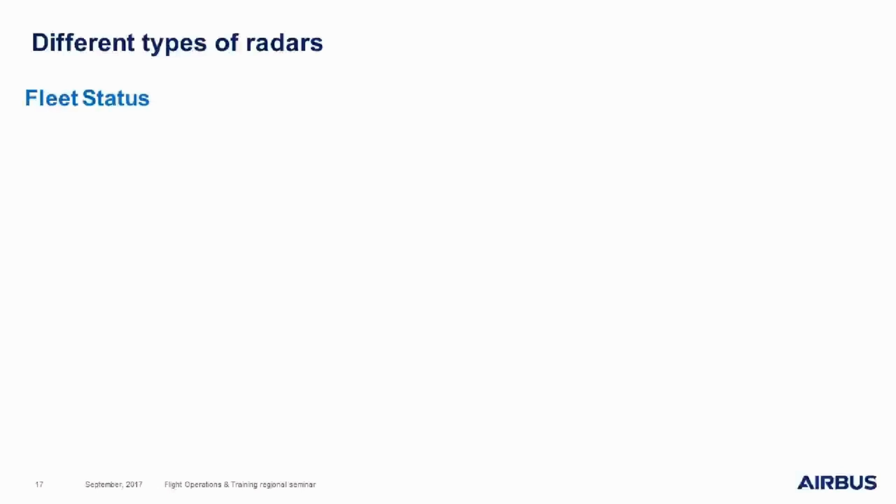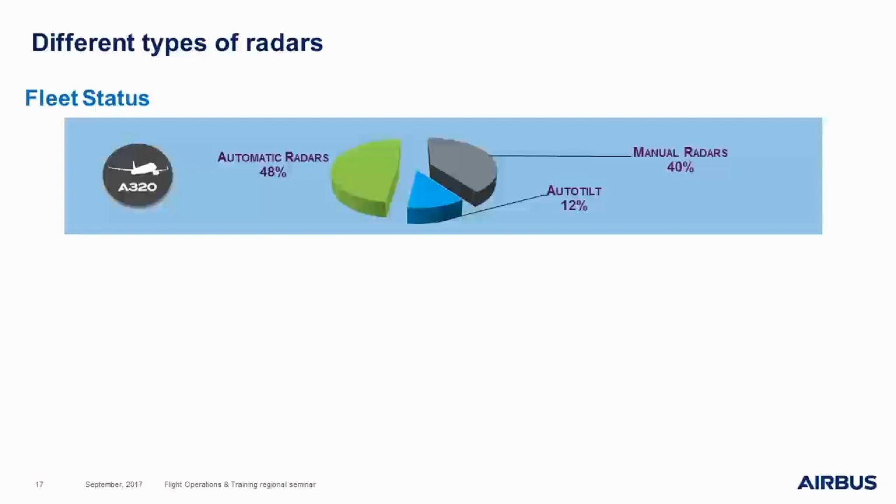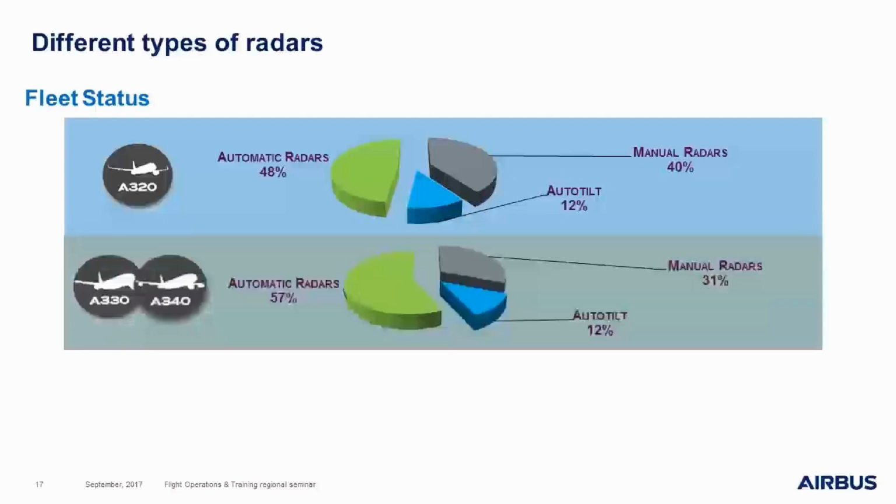Let's now have a look at the fleet status regarding these different types of radars. On A320 family, you can see that nearly half of the aircraft are equipped with automatic radars. Auto tilt represents 12% of the fleet, and manual radars are still present in 40% of the aircraft. It is more or less the same repartition for A330 and 340 families. A little bit more automatic radars, 57%, 12% of auto tilt, and 31% of manual radars.